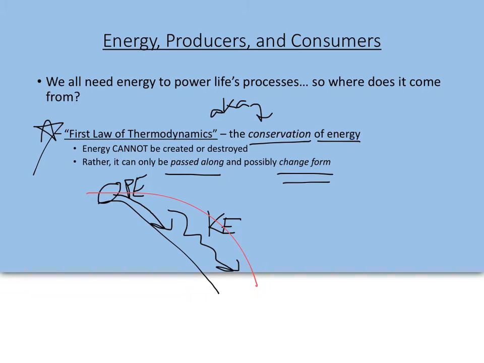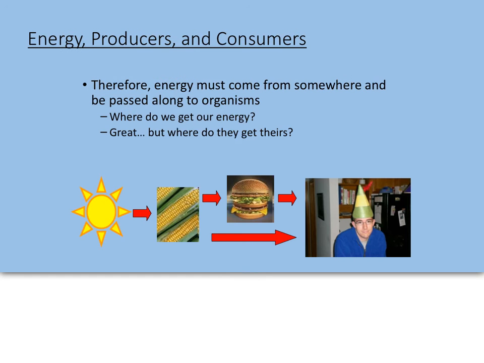Now again, this is not something that I will test you on. But in this case, there's a set amount of energy. It just changes form from this kind to this kind. And we see this in a chemical way in all organisms as well. So for us, energy comes from somewhere, originates somewhere, and passes along from organism to organism.